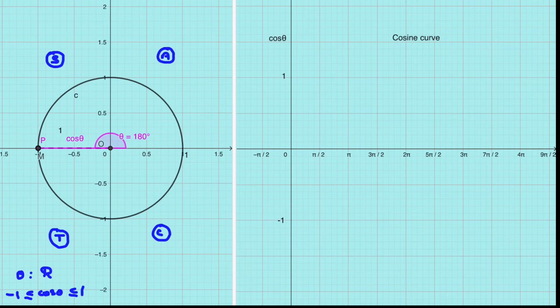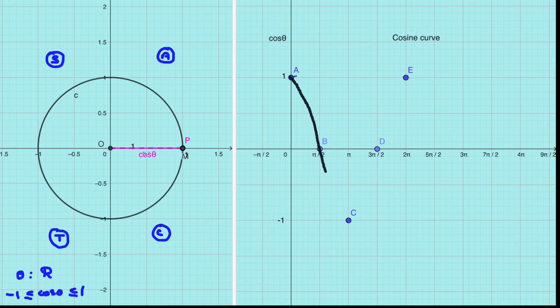Let us plot the points and draw the graph of cos function. Let us take theta along x axis and cos theta values along y axis. And here theta values are in radians. For theta equal to 0 degrees, cos theta value is 1. And if theta is 90 degrees, cos theta value is 0. And if theta is 180 degrees, that is pi radians, cos theta value is negative 1. And for 270 degrees, cos theta is 0. And for 360 degrees, cos theta value is positive 1.